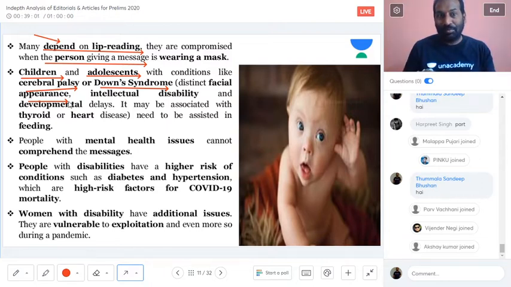But I'm saying, because of Down syndrome, they have a distinct facial appearance, and their intellectual ability is not there. They have intellectual disability and developmental delays. That is what Down syndrome is. Again, this is from the prelims point of view, because looking at the COVID-19 outbreak with people with disability, there could be a question on disability, especially focusing on Down syndrome, in the science and technology section for the prelims. Down syndrome is a distinct facial appearance, along with intellectual disability and developmental delays.